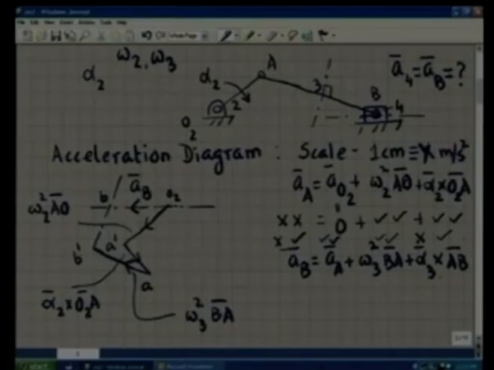Then only this equation will be satisfied. You see, the acceleration of A, which is O2A prime plus A prime A, then omega 3 squared BA, then alpha 3 cross AB will give you O2B. So this vector represents alpha 3 cross AB. So we have completed the acceleration diagram, and using the scale of the diagram I can find O2B as the acceleration of B.